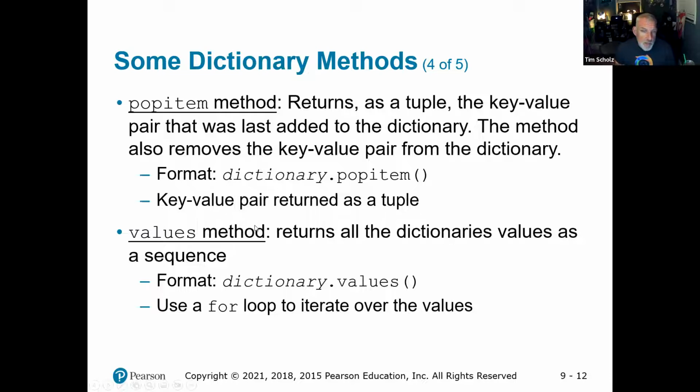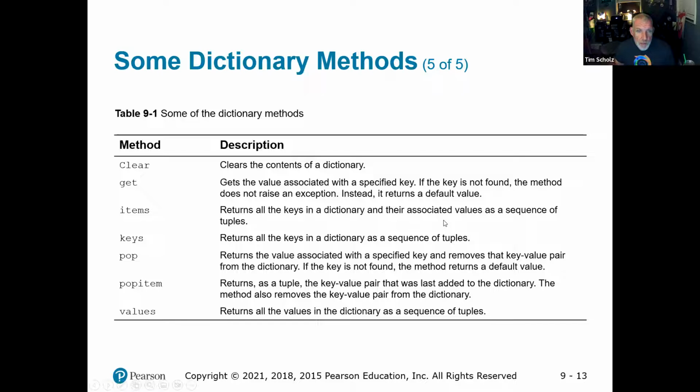And just like the keys method, we also have a values method that gives us all the values within our dictionary. But note that if we loop through and get all the values, we will not have the associated keys with them, so you may not have all the information you need. And again, you can use a for loop to iterate through that.